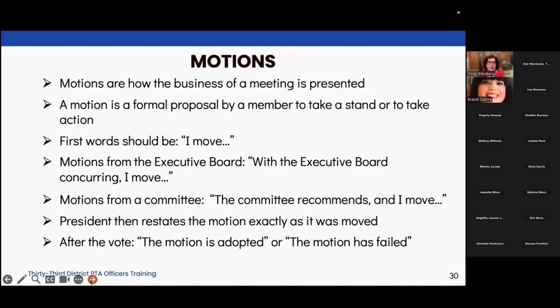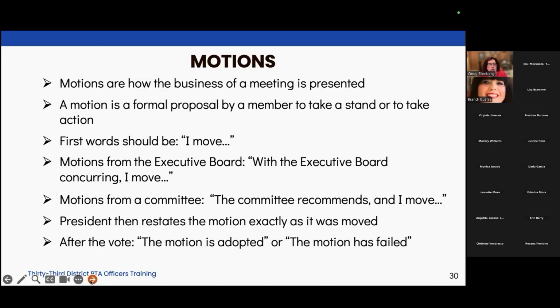Motions are how the business of a meeting is presented. A motion is a formal proposal by a member to take a stand or take action. The first words of a motion should be, I move to approve our book fair to be held. And so the first words are, I move, because you as a person are making this motion.